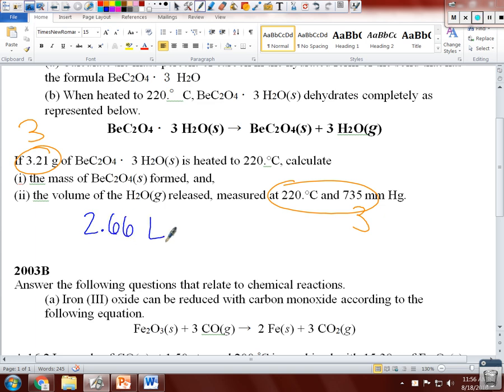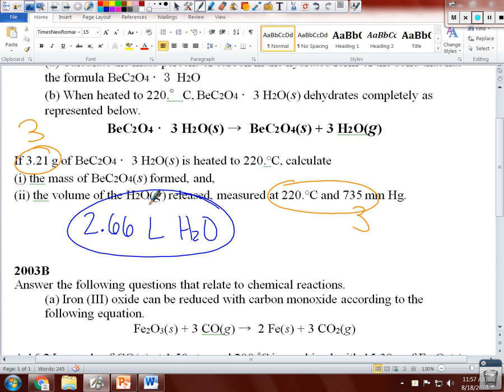Fantastic. There's your answer. Yes, sir. 2.7. All right. Let me double check, make sure we're all good. They have 2.67. We're good. No big deal. Now, let me teach you where these units come from.